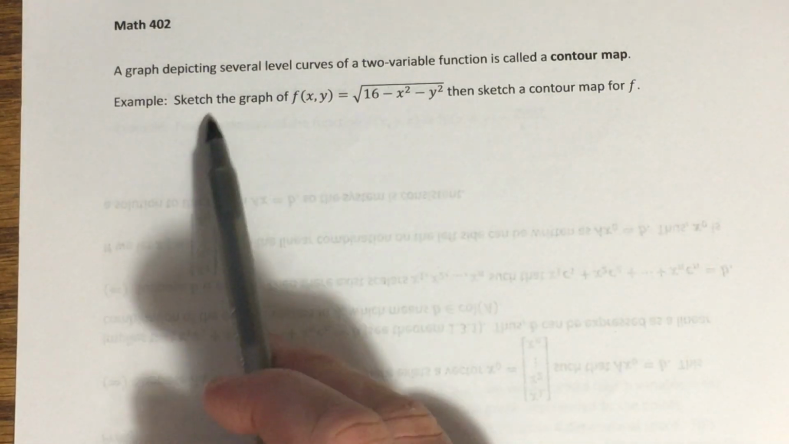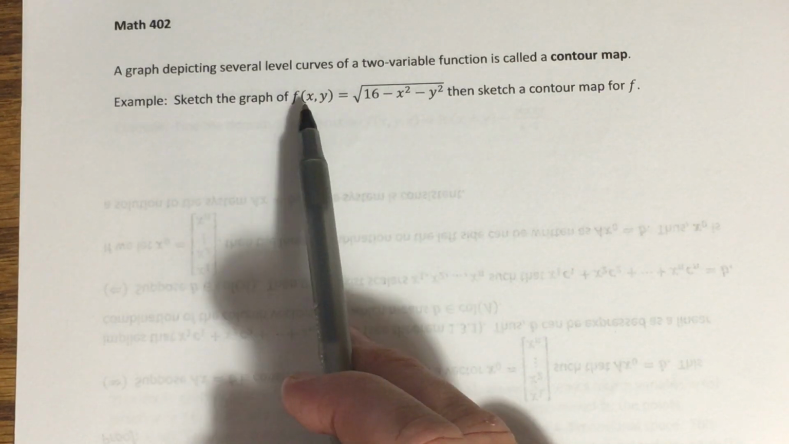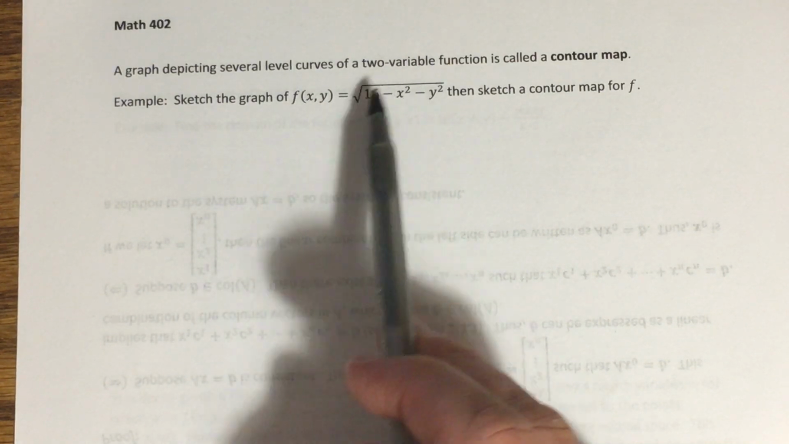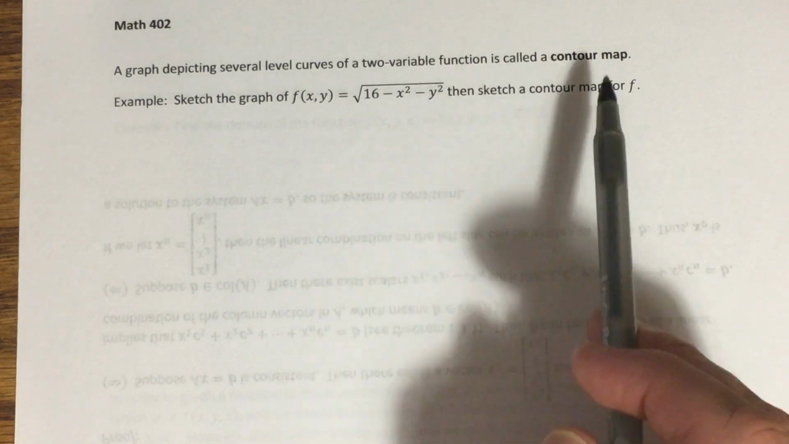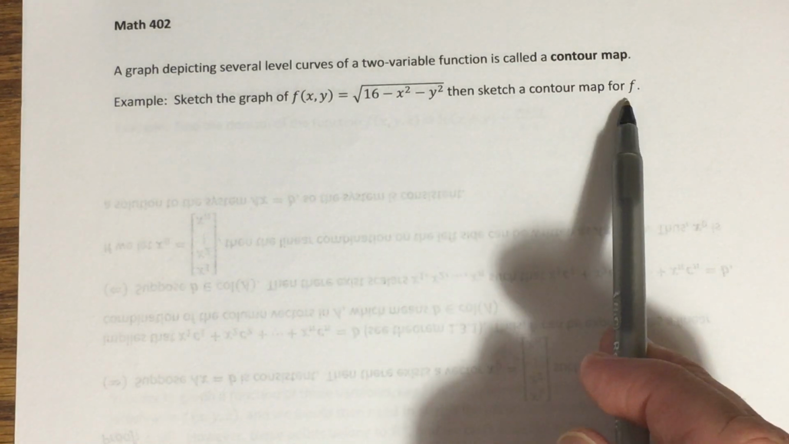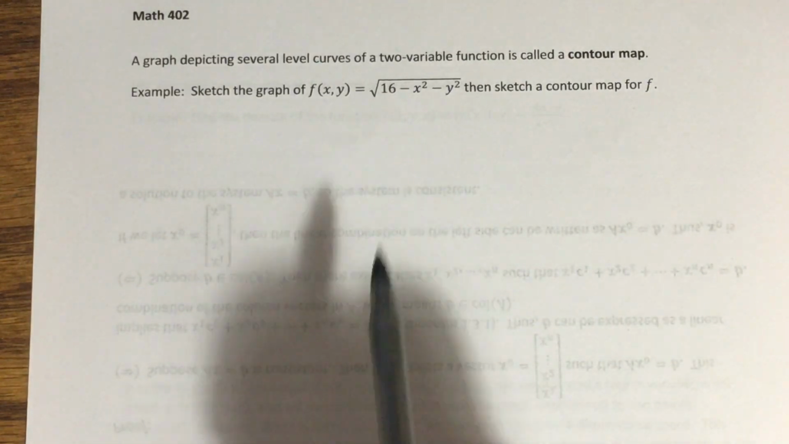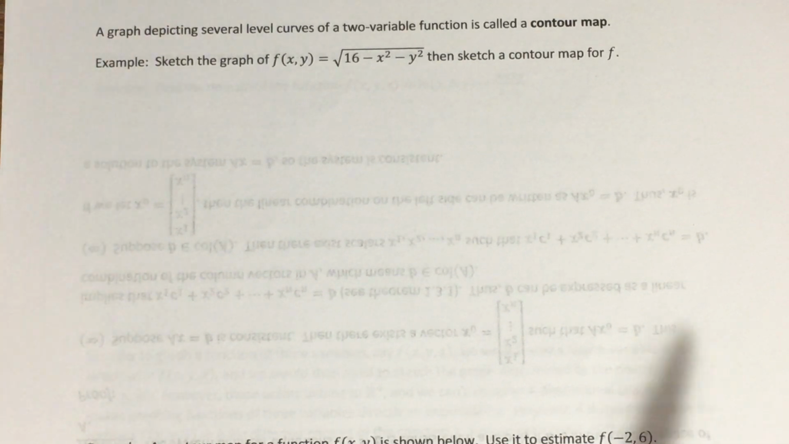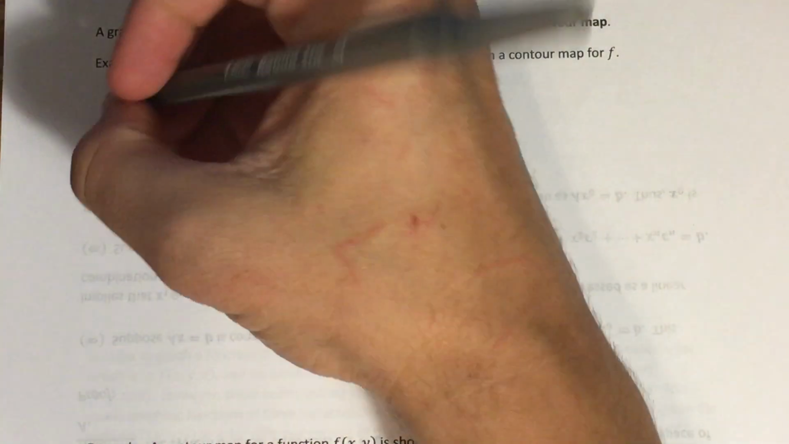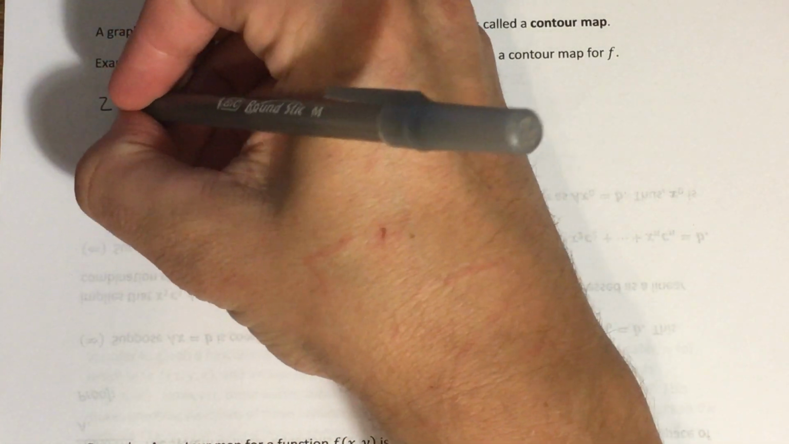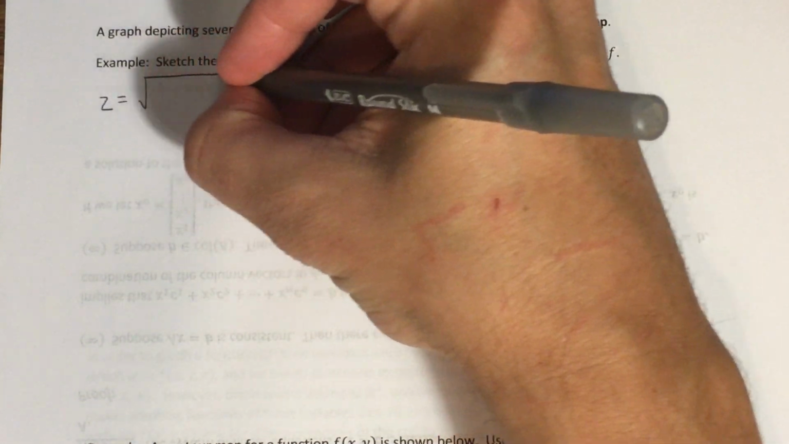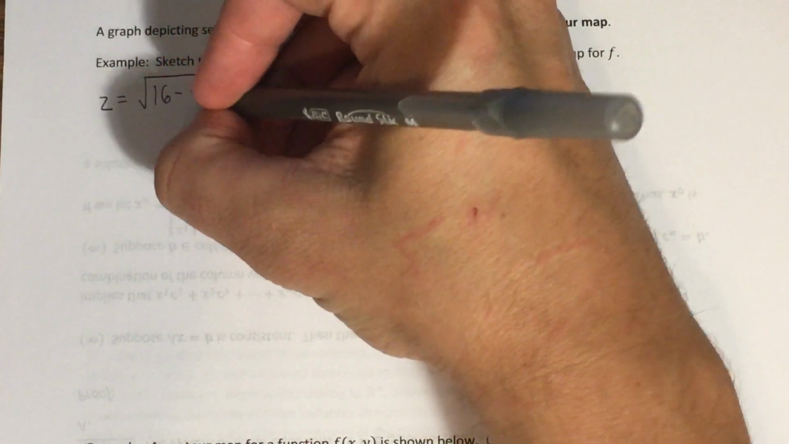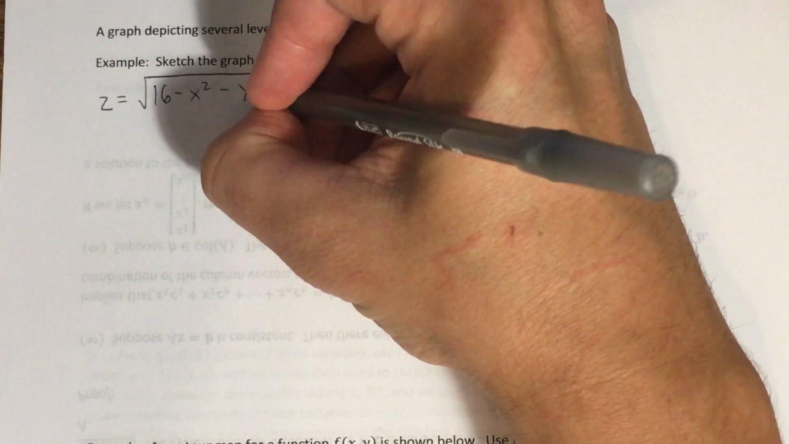We're actually asked to do two things. We want to sketch the graph of this function, f of x, y equals the square root of 16 minus x squared minus y squared. And then we want to sketch a contour map for f. So the graph itself will be three-dimensional. The contour map will be two-dimensional. And again, kind of like we did in the example with the plane, we want to set f of x, y equal to z. Z equals the square root of 16 minus x squared minus y squared.